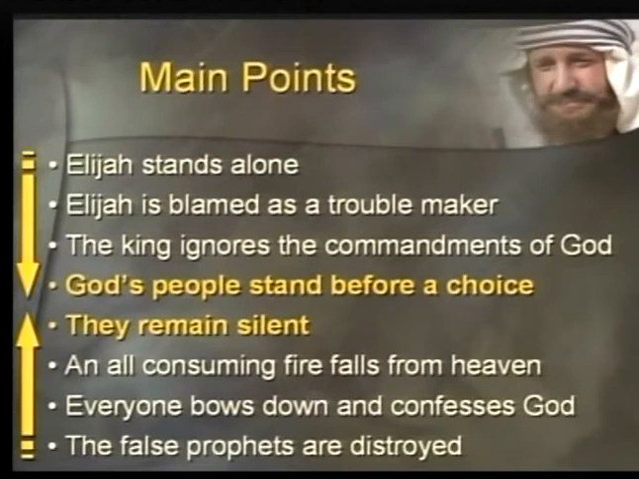Now we will notice within his main points, those two little points that we skipped, that it forms a chiasm down to the center. God's people stand before a choice, and yet we find the point where they remain silent. Let's have a little bit deeper look into this final part of our chiasm and type and antitype.